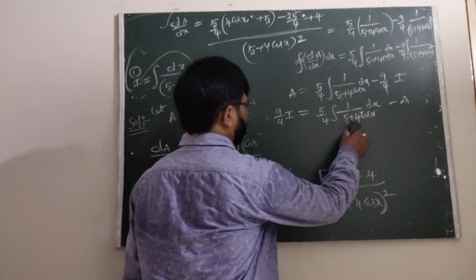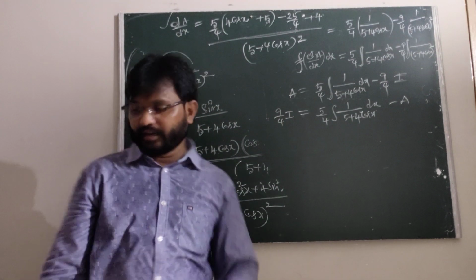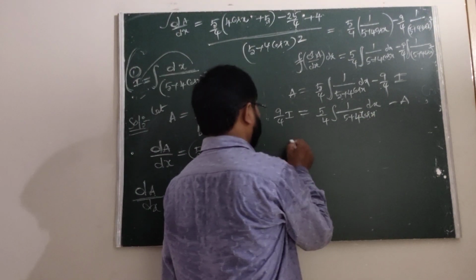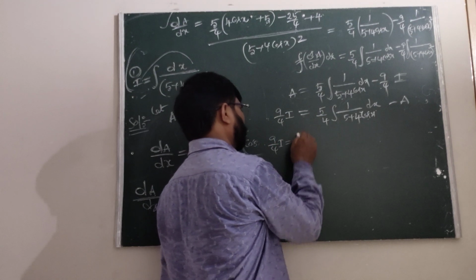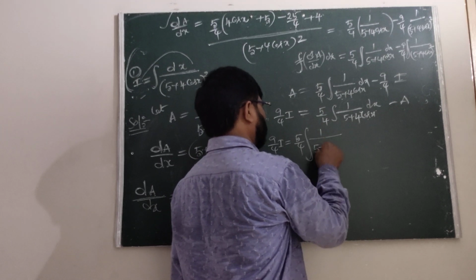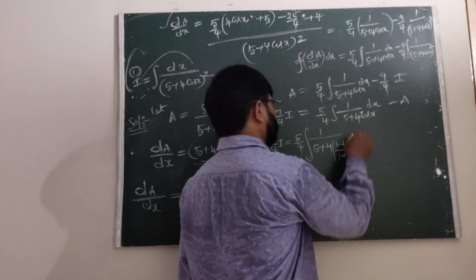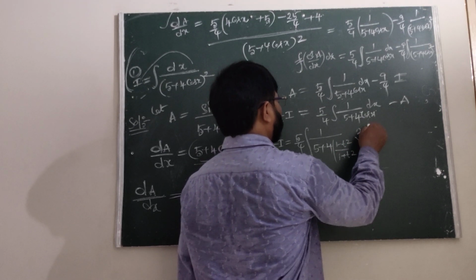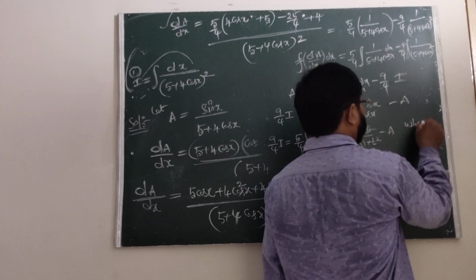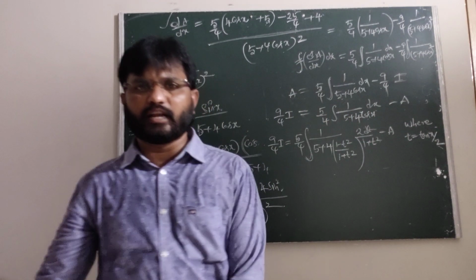How to find this one? This is a rational trigonometric function. Just now we discussed how to evaluate this one. First you can write 9 by 4 I equal to 5 by 4 integral 1 upon 5 plus 4 into (1 minus t square upon 1 plus t square), and dx is 2 dt by 1 plus t square, minus A, where t is tan x by 2.